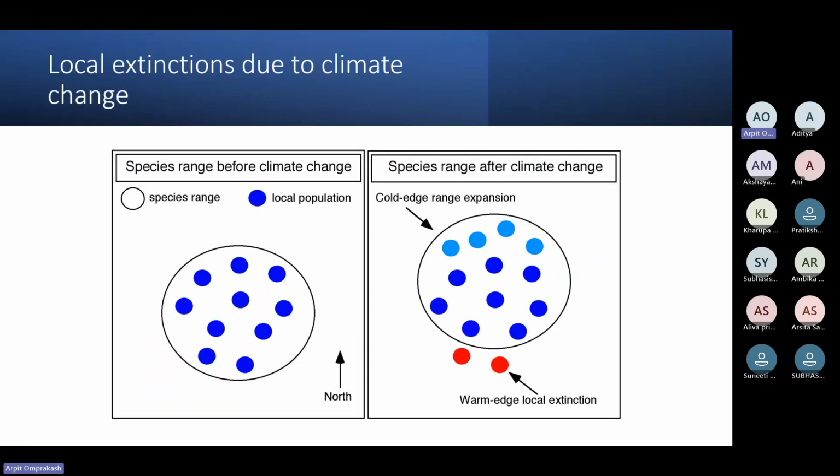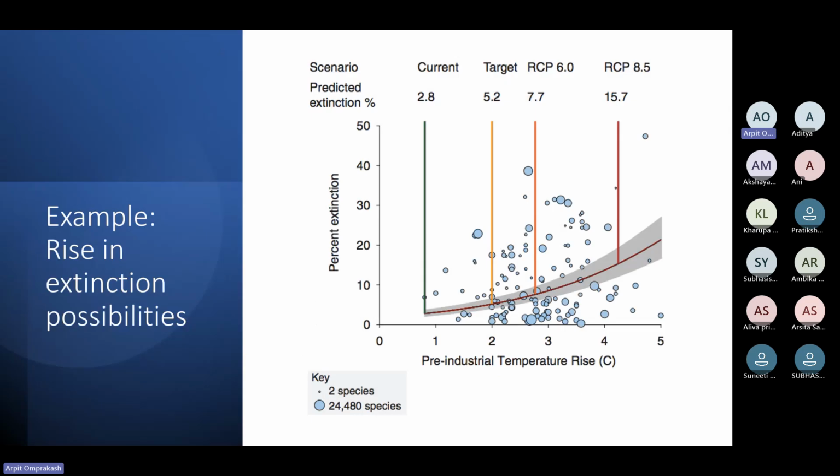Then, as I was telling before, there might be local extinctions due to climate change. So, for example, earlier we had organisms living in this area, but now the bottom part has heated up. So what happens is on the cold front, there's expansion and more areas are occupied, whereas on the warm edge, there's some local extinction that is happening. So this climate change has led to an increase in the extinction possibilities.